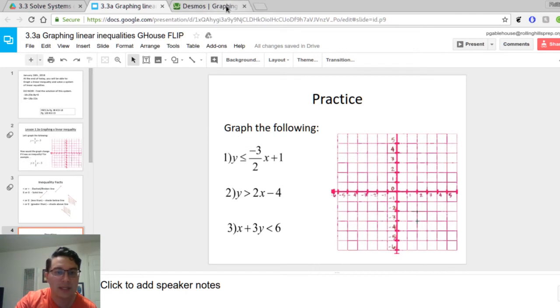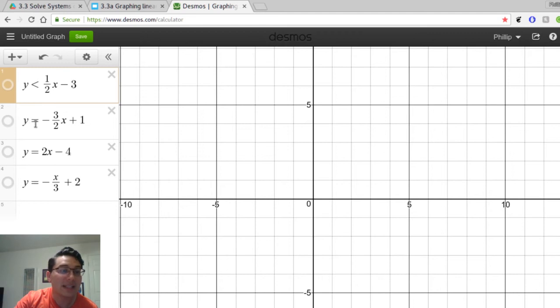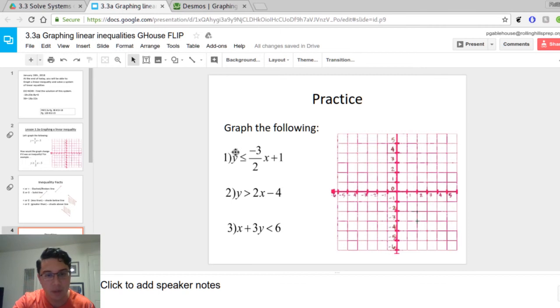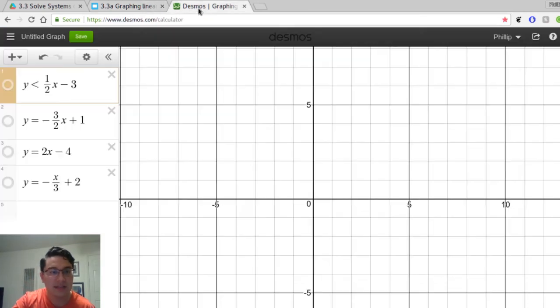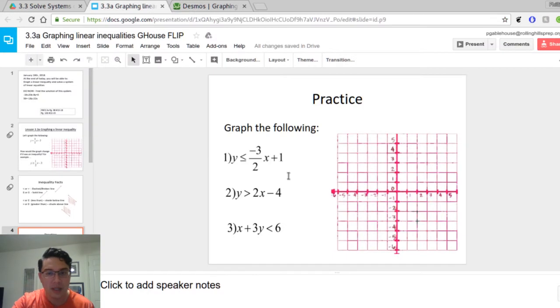So let me go back to Desmos here. We have y is less than or equal to negative 3/2 x plus 1. Our first step in this process is just graph the line. So we're going to graph this inequality right here just like it's a line. So we'll graph it as y is equal to negative 3/2 x plus 1, which looks like this orange line right here.